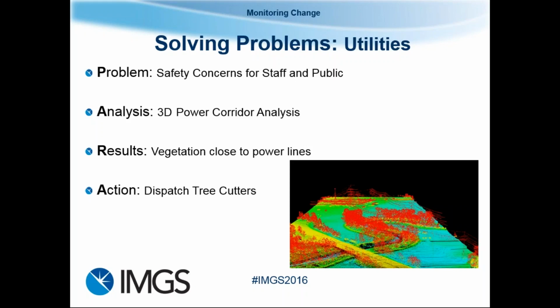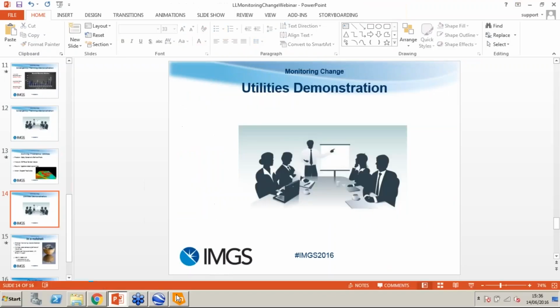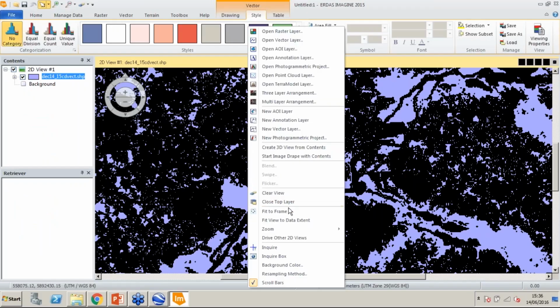You can analyze these power corridors, detect if the vegetation is too close, and dispatch your tree cutters to the correct location. Again, this is the importance of distribution of your resources to the right location, saving you time, money and effort. So I'll do a quick demonstration to show you that.